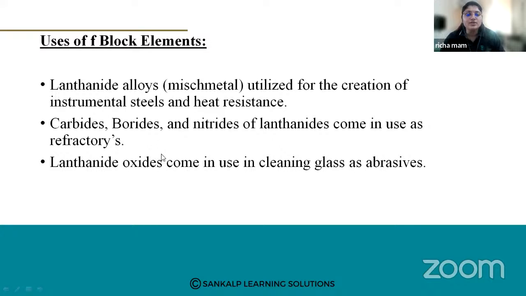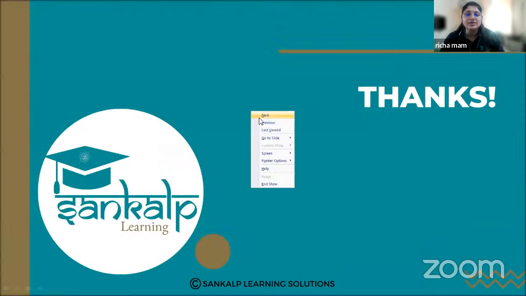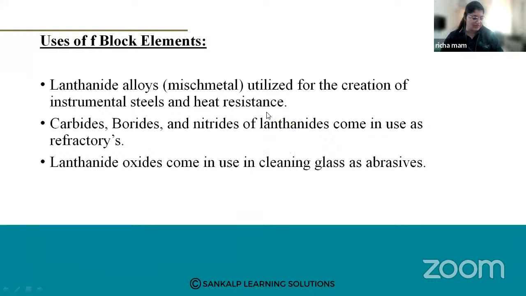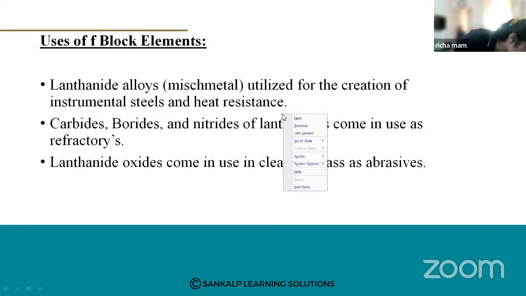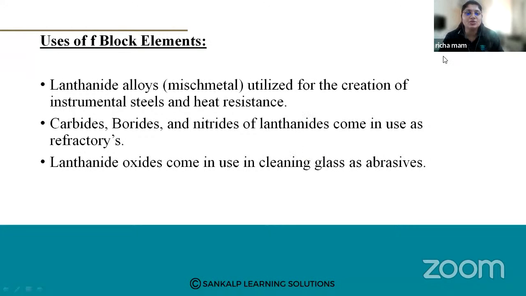Then lanthanide oxides come into use in cleaning glass as an abrasive. For cleaning glasses, they come into the picture. So these were some of the uses of the F block elements. Is it clear? Any doubts up to here? In today's class, we have seen the applications of D block and F block elements.